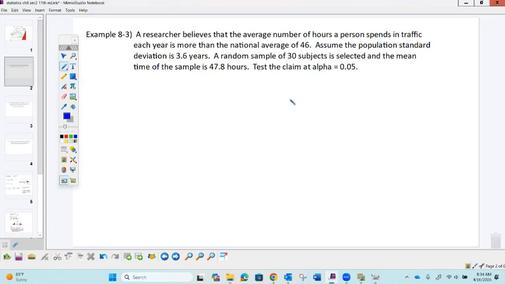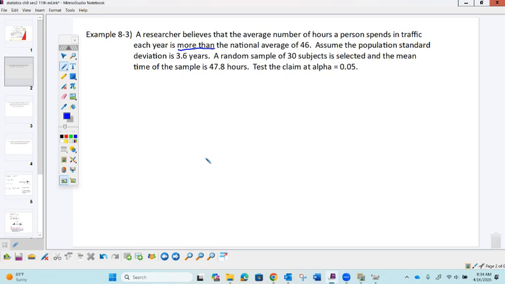Let's go through an example that uses traditional hypothesis testing. It says a researcher believes that the average number of hours a person spends in traffic each year is more than, that's going to be important, more than the national average of 46. Assume the population standard deviation is 3.6 years. A random sample of 30 subjects is selected and the mean time of the sample is 47.8 hours. Test the claim at alpha of 0.05.